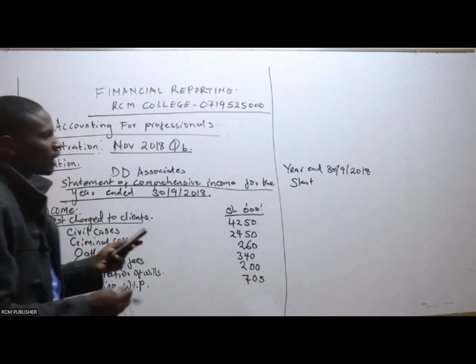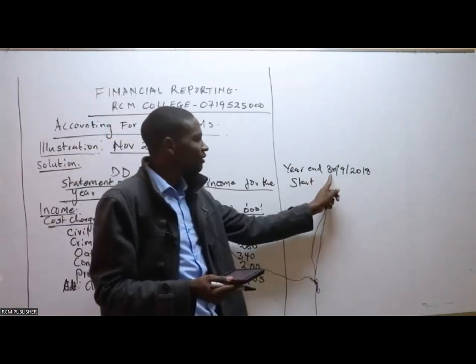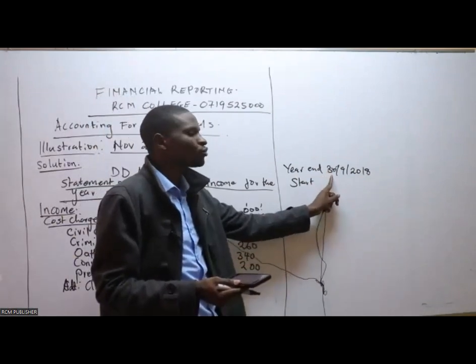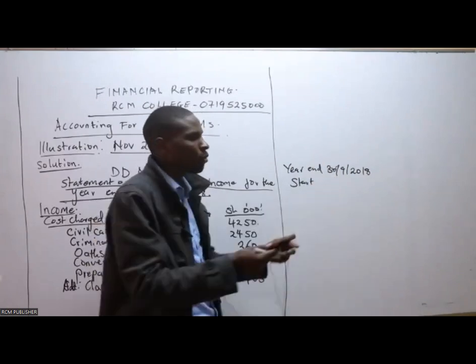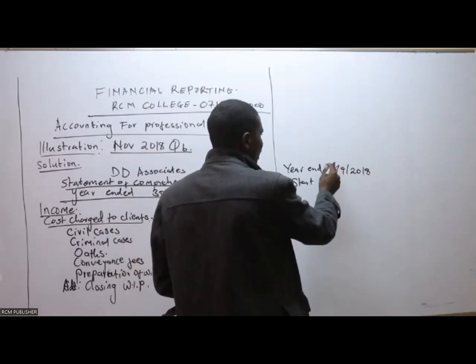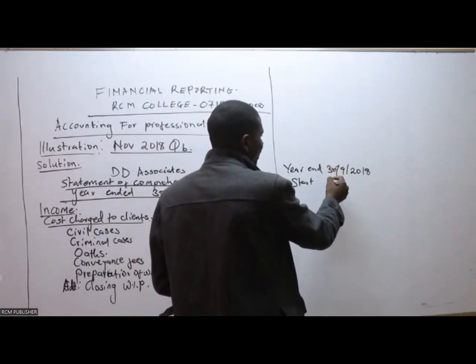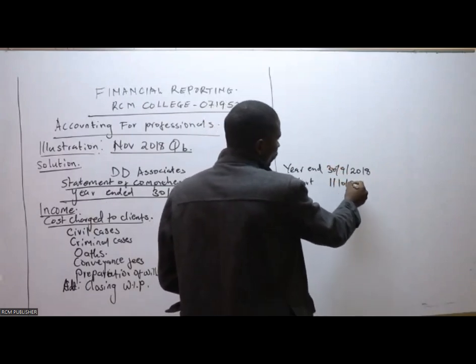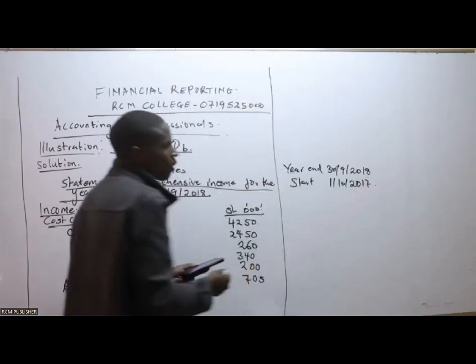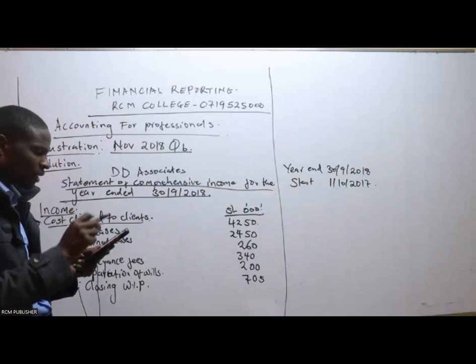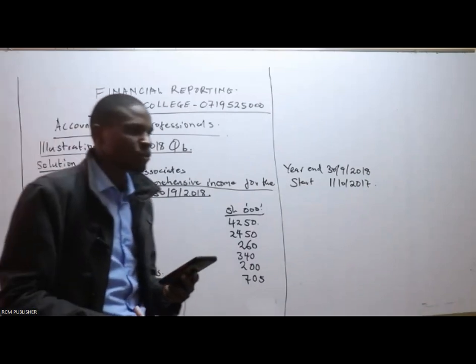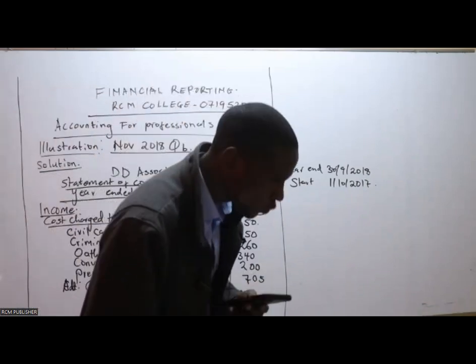When will it be? I told you that you should start at this date. You say, this is today. What will be tomorrow? Tomorrow it will be 1st of October. Now you just go back 12 months, so 1st of October 2017. So our opening WIP will be at 1st of October. Who has seen that? Give me the value of our opening WIP.